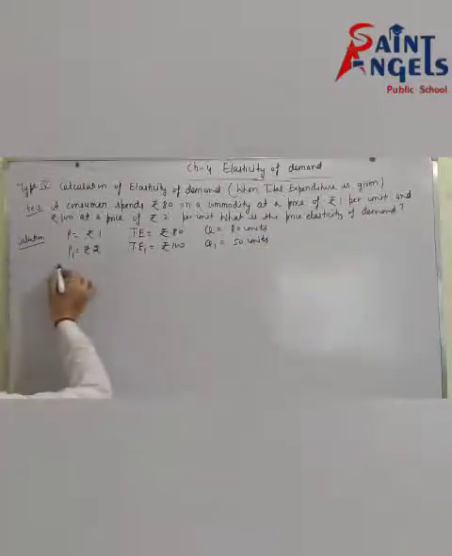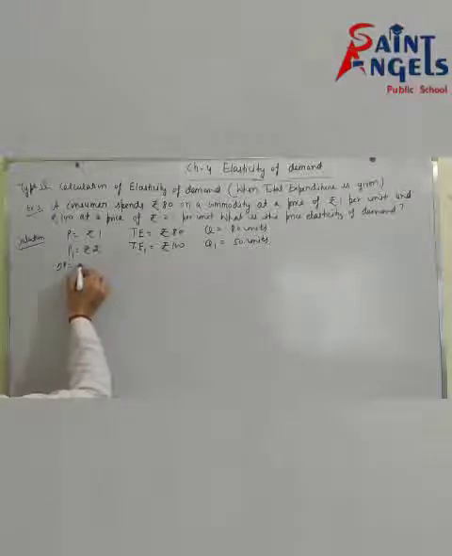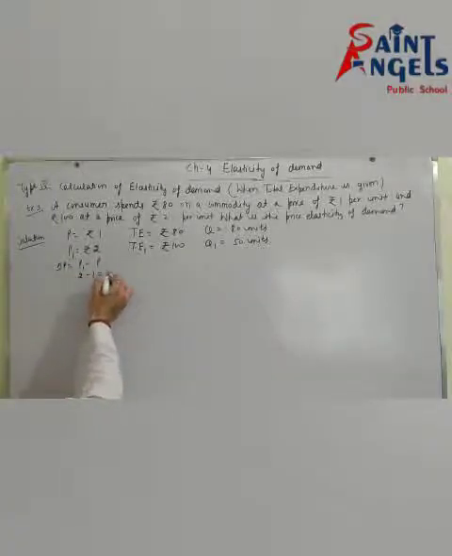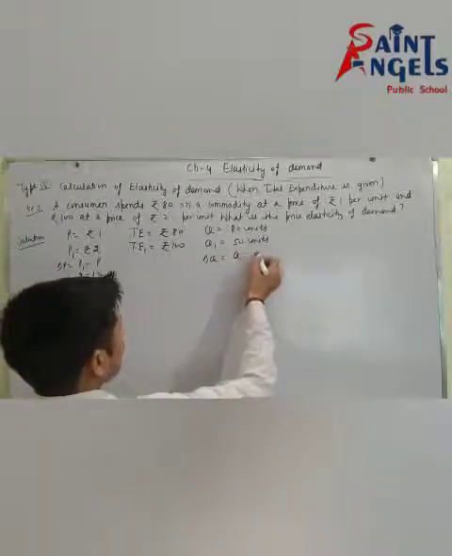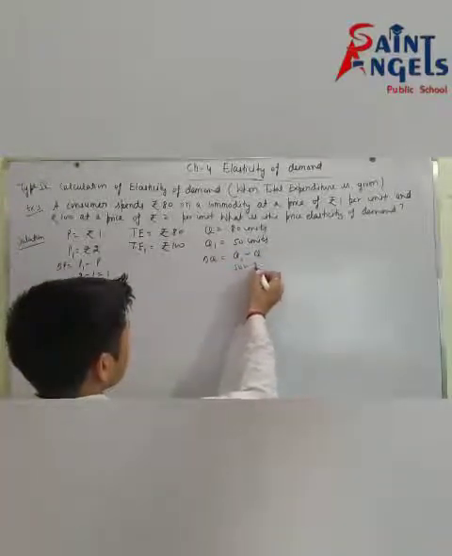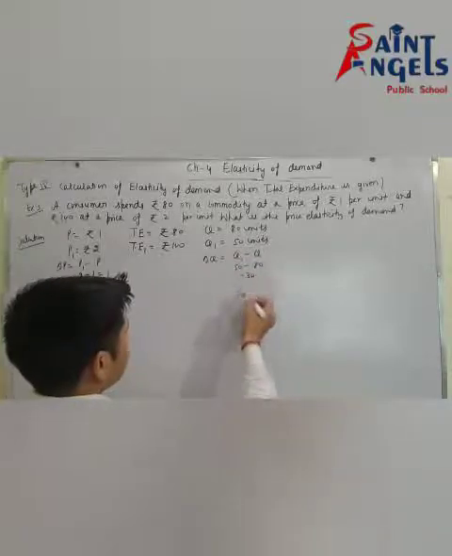See, first of all find delta P. P1 minus P means 2 minus 1 is equal to 1, and delta Q, Q1 minus Q means 50 minus 80, means minus 30.